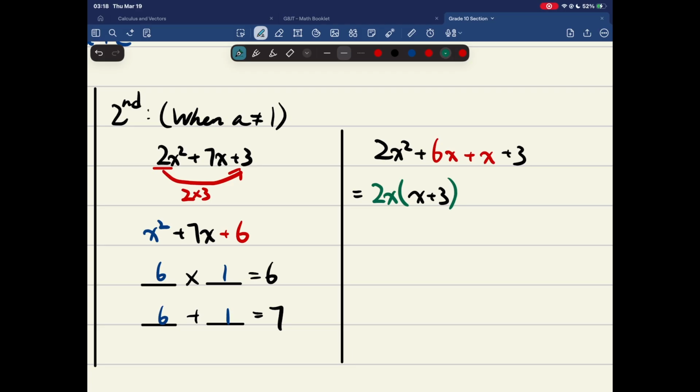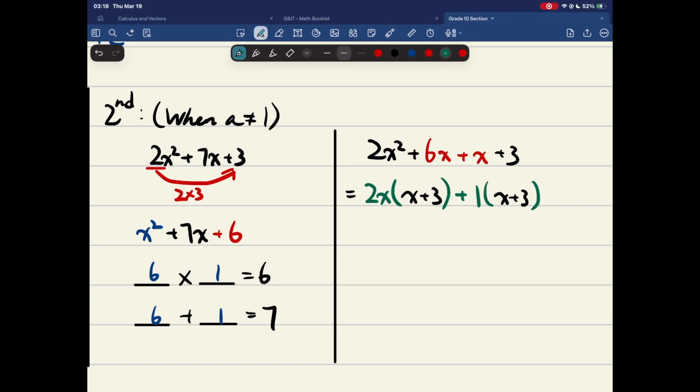And at last you can factor the 1 out, bracket, x plus 3. So at last you have the same thing, x plus 3, and there are two things that stand out, 2x and plus 1. For the final answer, you'll write x plus 3 first, and then 2x plus 1, and this will be the answer.